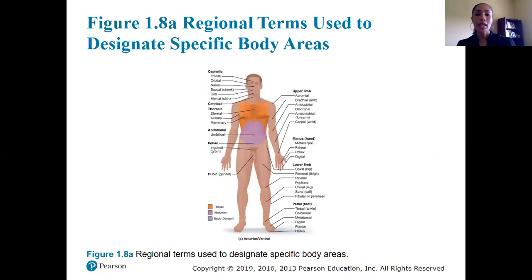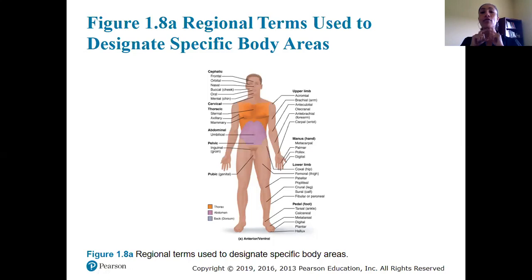Alrighty, so when you are looking at these regional terms, I do want you to learn all of them because you'll need to know them for lab, but you'll also need to know them for lecture. So let's go over them just quickly so you have an understanding of what these terms are and what parts of the body they're going to reference. So we've got frontal for forehead, orbital for eye, nasal for nose, buccal for cheek, oral for mouth, mental for chin. Never understood why that term would represent the chin, but there you go.